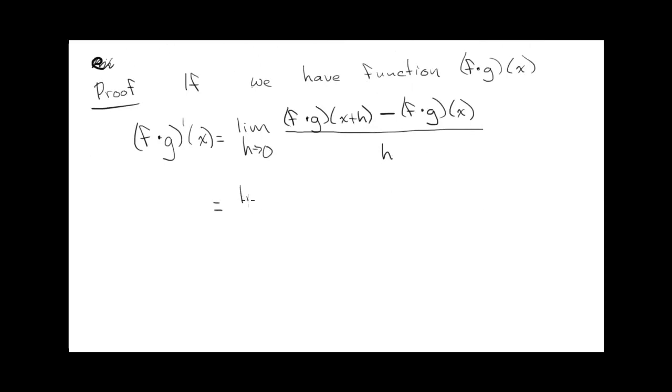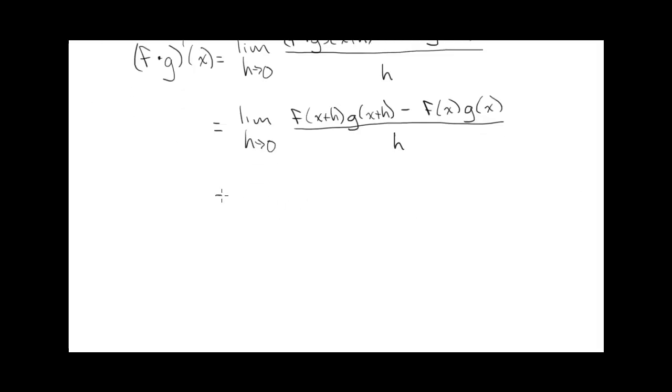Well, that's the way we write that: f(x+h)g(x+h) - f(x)g(x), all over h, equals... okay, so now the question is, what do we do from here, right? How do I simplify this?